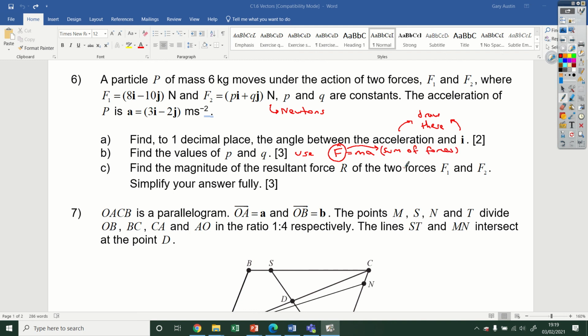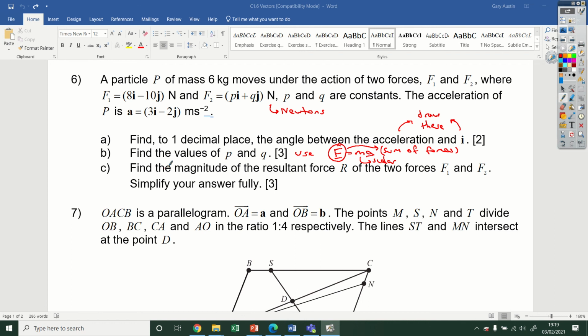Okay, it's not just a single force, it's the sum or the resultant force of what's acting on your object. So you're going to need to use that. M, remember, is a scalar. A is a vector and F is going to be a vector as well. M is a scalar, and let's write that down. But it's also known because it's in the question, so you can look at that.